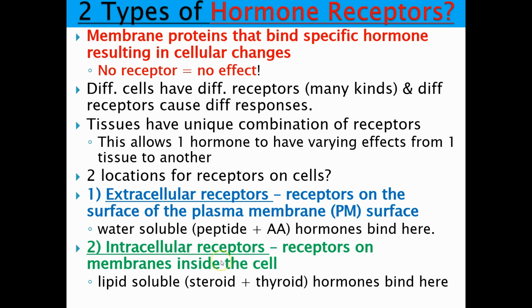So you should be thinking of the rough ER, the smooth ER, the Golgi apparatus, the mitochondria. All of those are made up of the lipid bilayer, which is what a membrane is. Anything composed of a lipid bilayer forms a membrane. And so we have intracellular receptors found there. These are going to bind all of our lipid-soluble hormones, which means our steroid derivative hormones as well as thyroid hormone. For now, these are the major points to note.